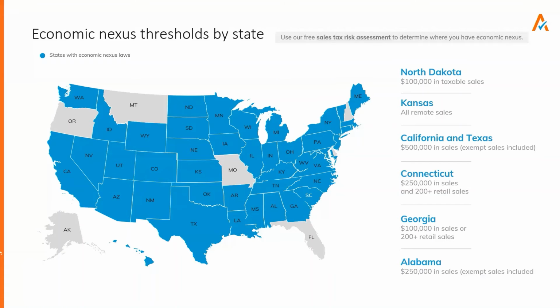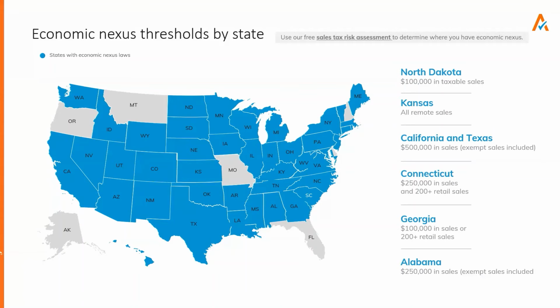Every state has a different threshold. You can see out here on the right side of this slide some of the examples. Some of the lower thresholds are $100,000 in sales. Some states look at transactions. So if you have 200 transactions or more, that can trigger economic nexus. And then some of the bigger states, California and Texas, they're $500,000 in sales. So it's a lot, a lot higher of a threshold. But ultimately, it's just something you want to keep an eye on.